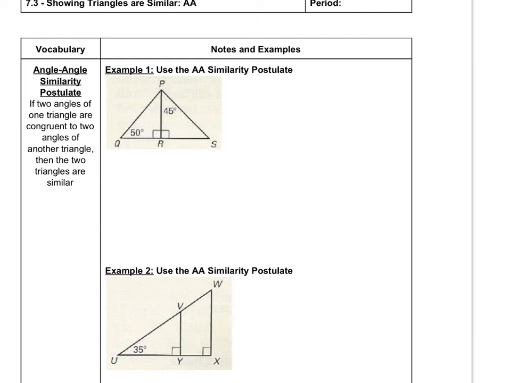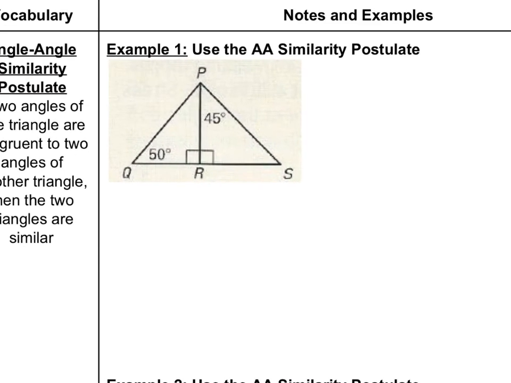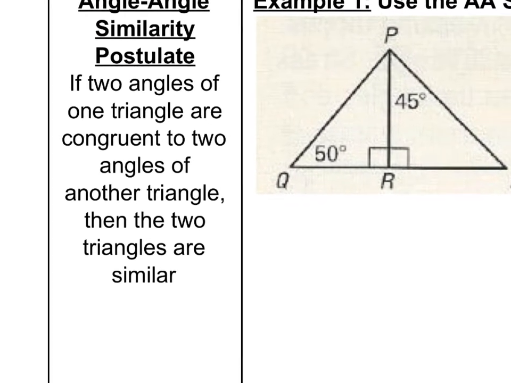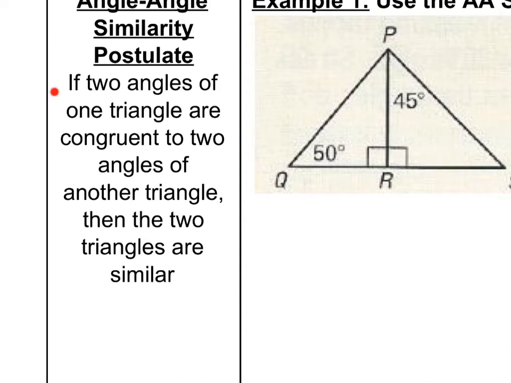So we're talking about similar triangles using a theorem called the angle-angle postulate. This is basically just saying that if two angles of one triangle are congruent to two angles of another, then the two triangles are similar. That doesn't mean they're equal-sized triangles, it just means they're similar.